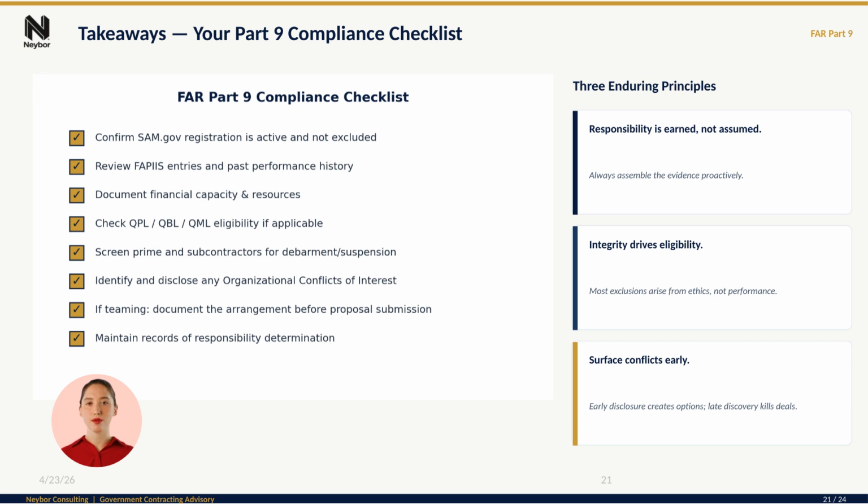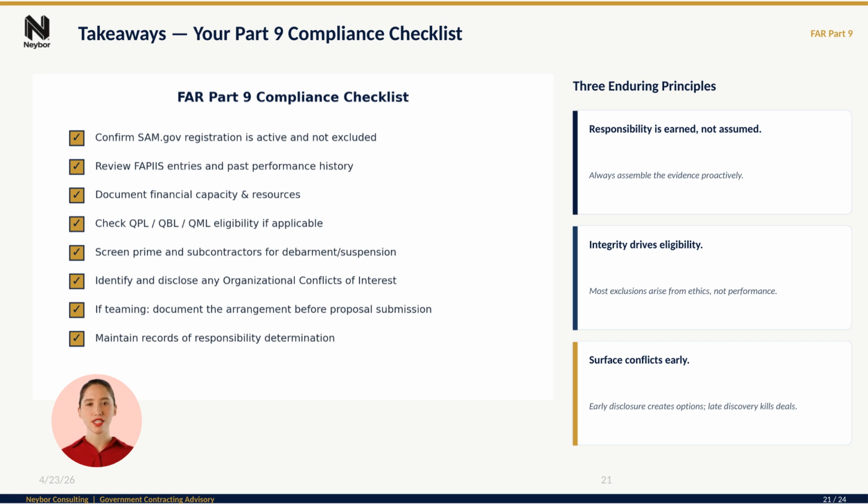If you take nothing else away, take this checklist. Every row on the left reflects a Part 9 requirement we've covered. Confirm your SAM.gov registration is active and unexcluded. Review FAPIS entries so you aren't surprised by something in your own file. Document financial capacity. Check QPL, QBL, or QML eligibility if the item requires it. Screen both primes and subs for exclusions. Identify and disclose any OCI. Document any teaming arrangement before you submit, and always maintain records that support the responsibility determination.